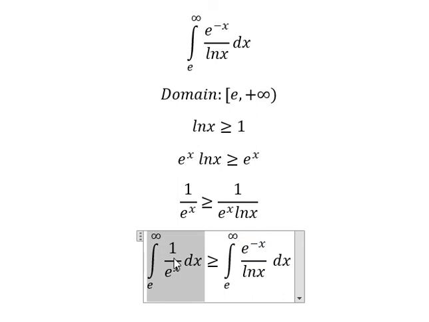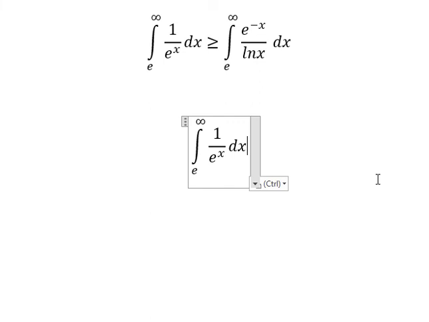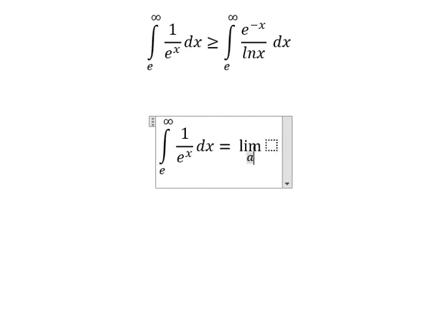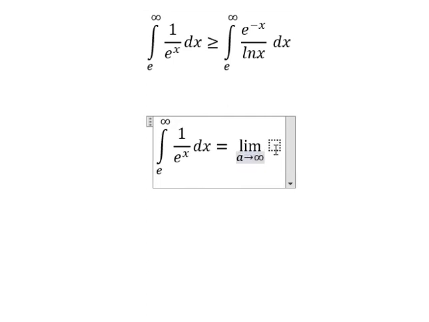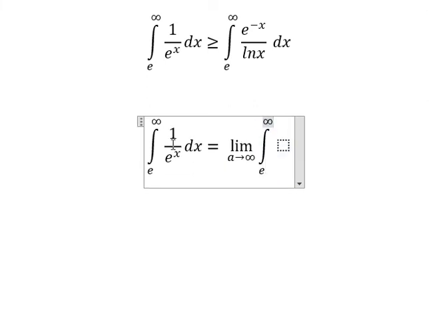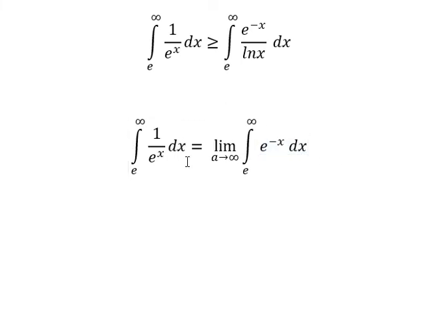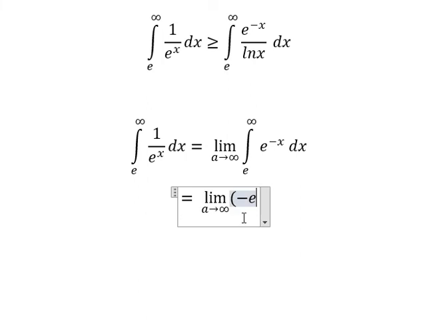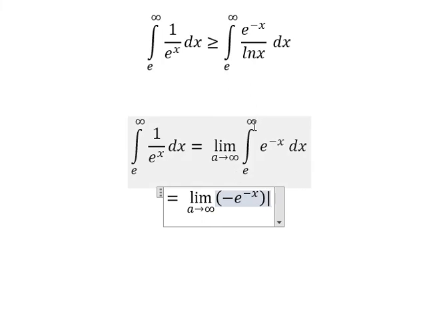Now we need to find this integration. So we can put the limit as a approaches positive infinity, and we have the integration from e to infinity, and this one we can change to e to the power of negative s ds. So the integration of this one, we have negative e to the power of negative s, and I will put the bounds from e to a.